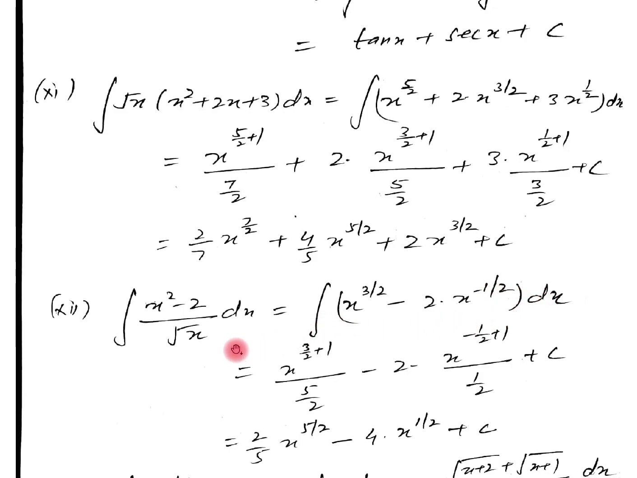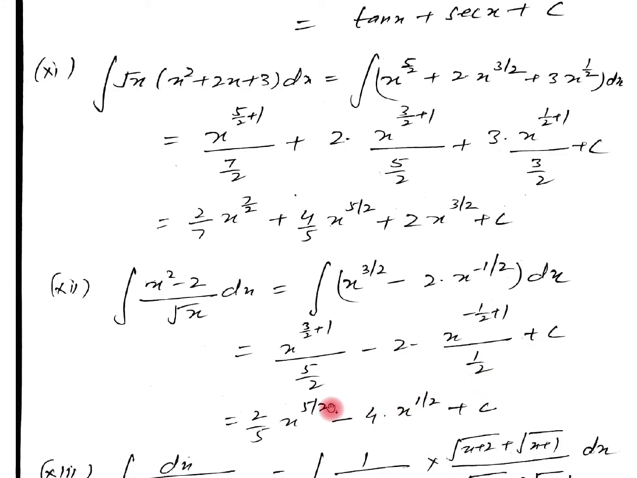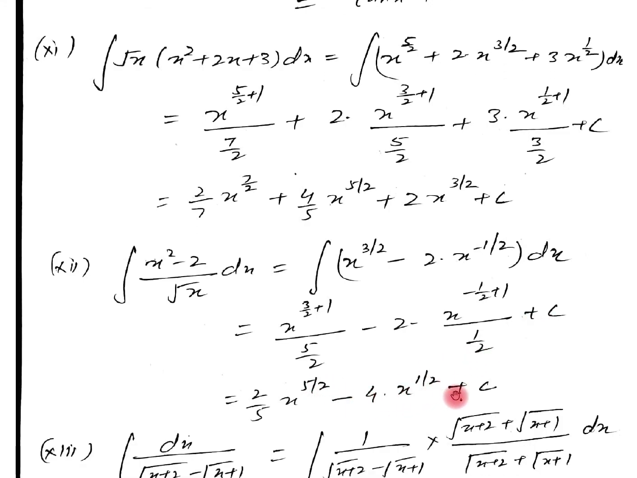See the first step very much carefully. We are just separating the terms. So it can be written as x raised to power 3 by 2, minus 2 as it is, 2 upon under root x is 2 into x raised to power minus 1 by 2. Now we can easily integrate. It can be written as x raised to power 3 by 2 plus 1 upon 5 by 2, minus 2 as it is, x raised to power minus 1 by 2 plus 1 upon 1 by 2 plus c. Simplify and we can write down the answer.